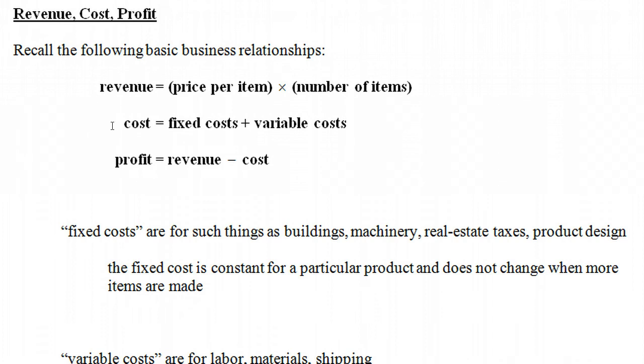Now your costs as a business are equal to your fixed costs plus your variable costs. Now, what are fixed costs? Fixed costs are for things like buildings, machinery, real estate taxes, product design. Basically, the fixed cost is constant for a particular product, and it doesn't change when more items are produced.